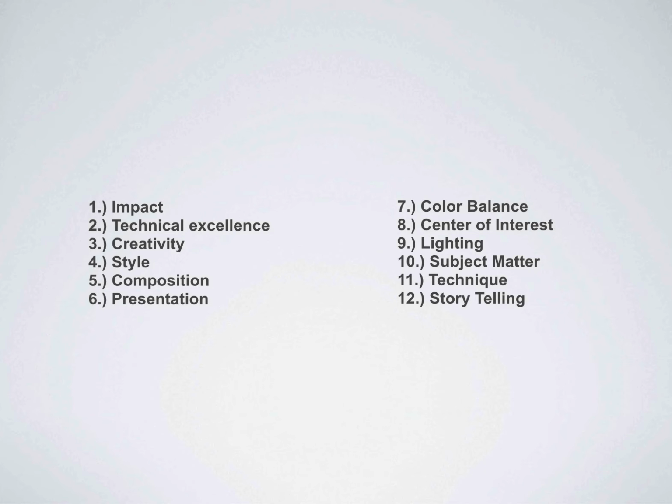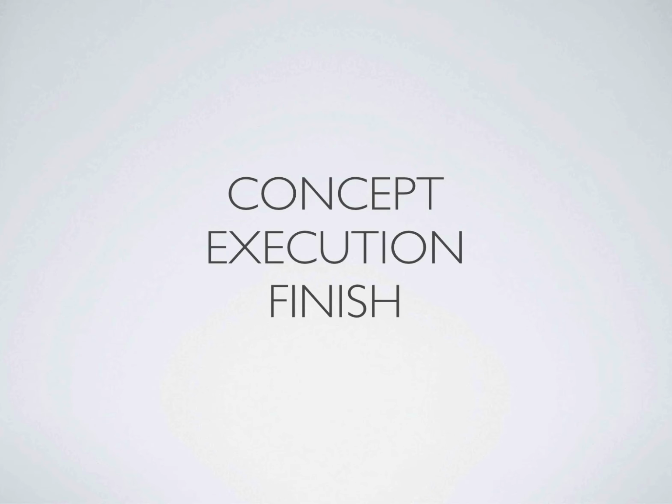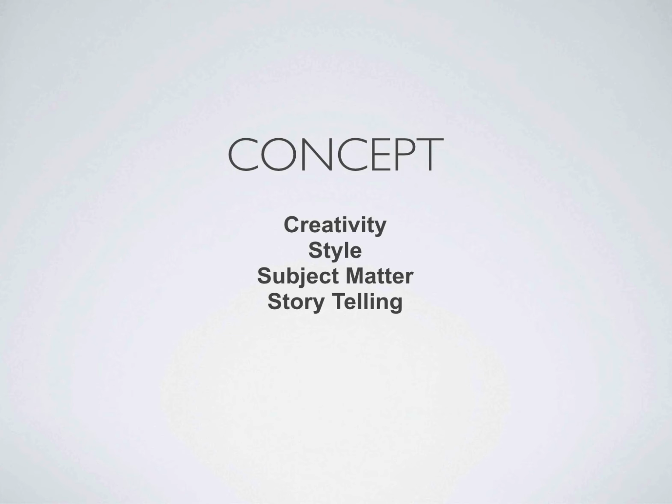But I've got it broken down into three categories: concept, execution, and finish. Concept is creativity, style, subject matter, and storytelling. This is your idea stage. This is where you come up with your idea. This is where you're going to go, okay, I'm going to get this model, I'm going to have this idea. We're going to get this costuming, or I'm going to go shoot these elements and composite them together. And then you can decide what kind of style you want this in.